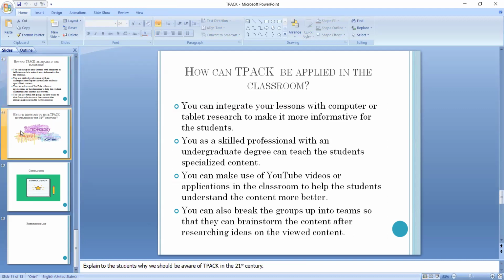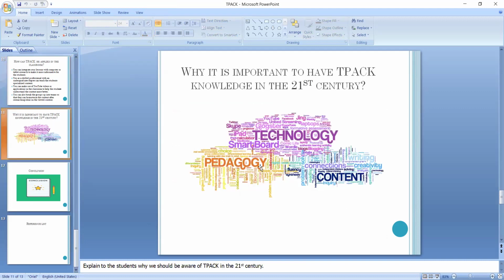So if we go to the 11th slide, why is it important to have TPAC knowledge in the 21st century? It is important that we as educators educate students to the best of our abilities as they are the future of the country. Having TPAC skills at your disposal will bring about healthy change in the classroom and make them more competitive in the grand scheme of things. So I guess you could also say it's for the teacher and for the students, but I firmly agree that TPAC has a lot more advantages and fewer disadvantages.